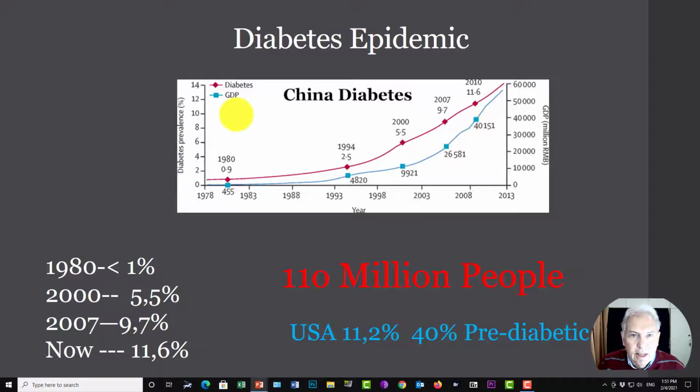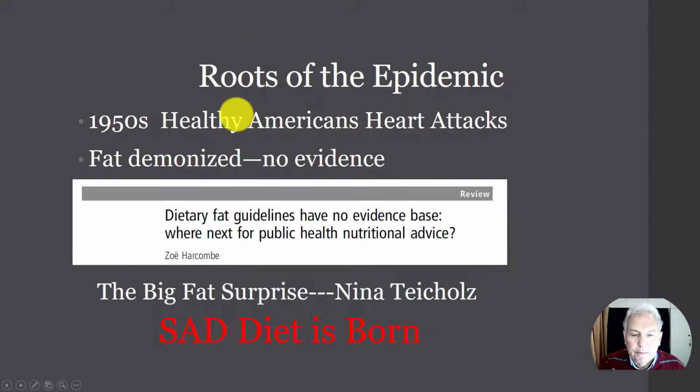The USA has a similar curve, although over a longer period, and their diabetic population is 11.2% of their population. 40% of them are pre-diabetic, which puts the figure over 50%.